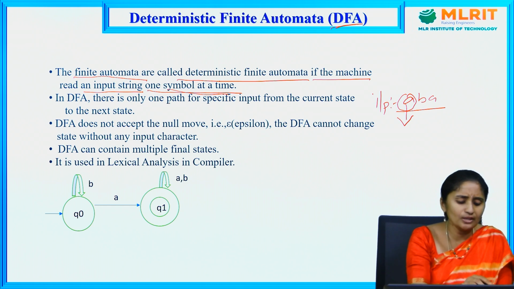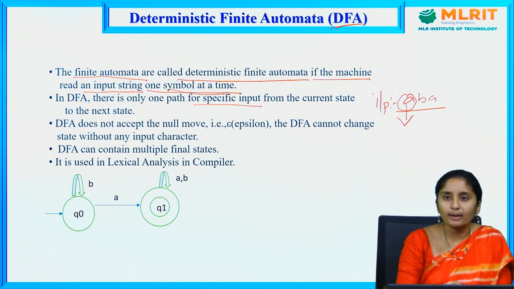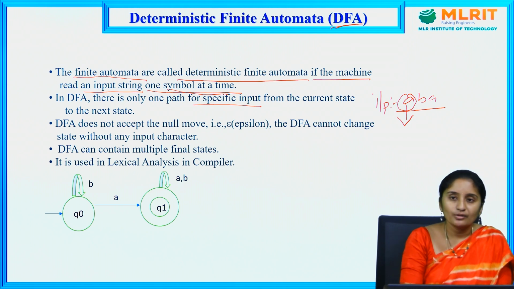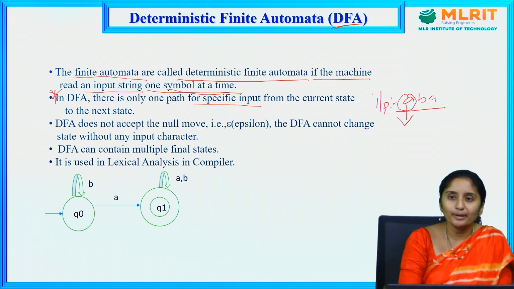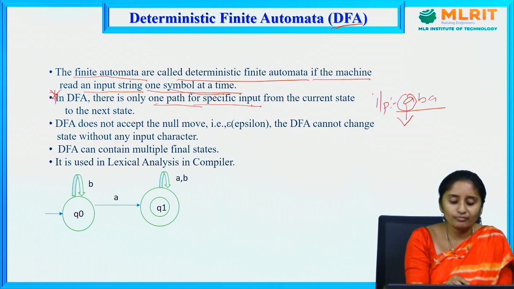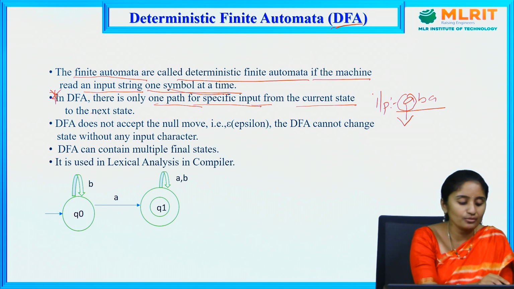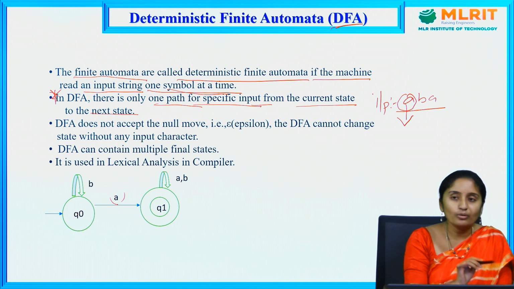In DFA, there is only one path for a specific input from the current state to the next state. There won't be multiple paths for a single input. For one input symbol, only one path should be there for each state. That is the main important point in DFA when compared to NFA. To move from one state to another, there will be only one input symbol. Multiples are not allowed.